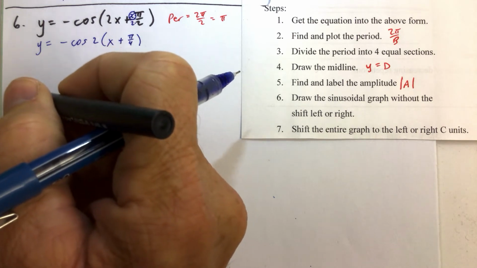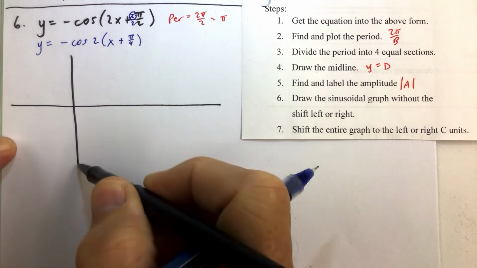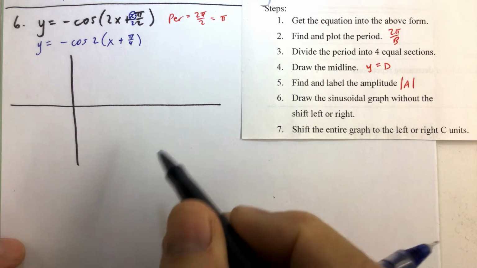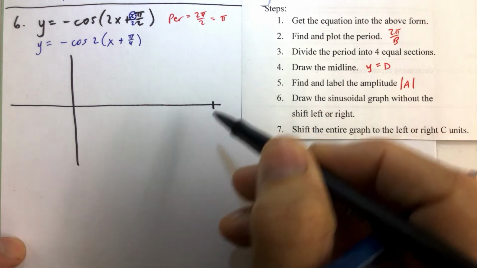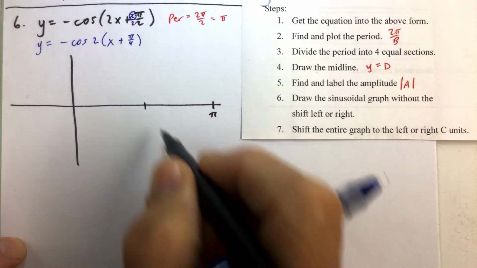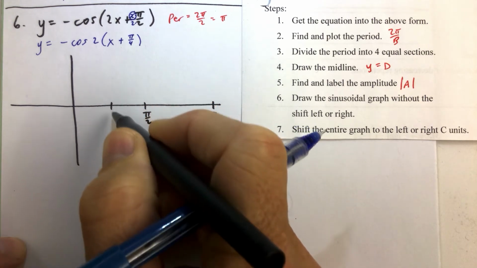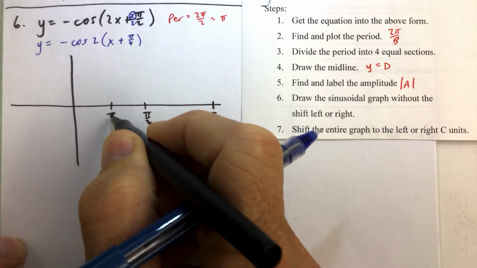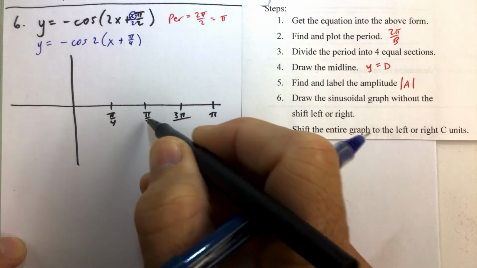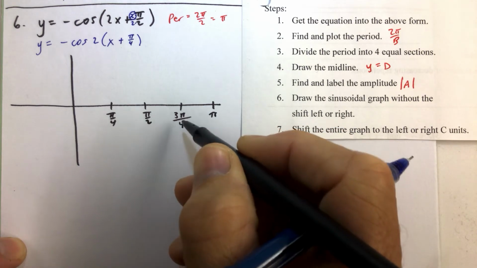And so, finding and plotting the period, we know we're going to have to shift it to the left, so we're going to move the y-axis over to the right a little bit so we have room to move to the left. And then we can put the period of pi all the way out here to the right. Dividing the period in half would be pi over 2, and then the first subinterval would be pi over 4. The angle between pi over 2 and pi is 3 pi over 4.